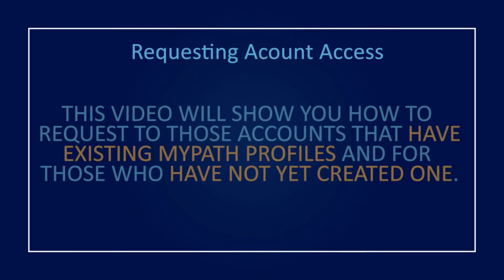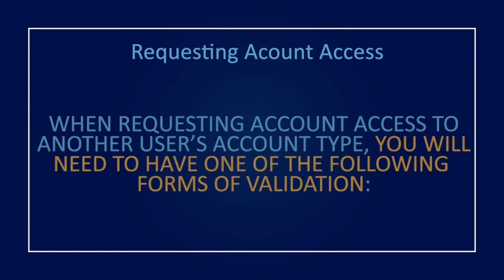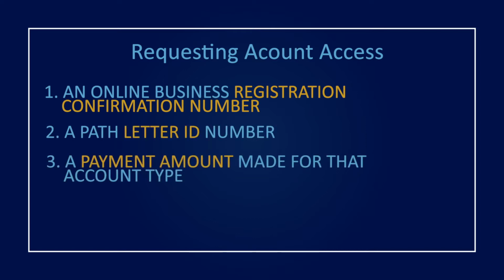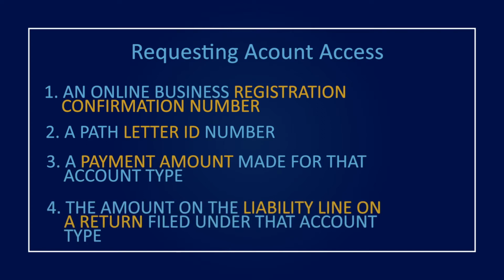Learning how to request access to a tax account number under a primary profile. This video will show you how to request access to those accounts that have existing MyPath profiles and for those who have not yet created one. When requesting account access to another user's account type, you will need to have one of the following forms of validation: an online business registration confirmation number, a Path letter ID number, a payment amount made for that account type, or the amount on the liability line on a return filed under that account type.